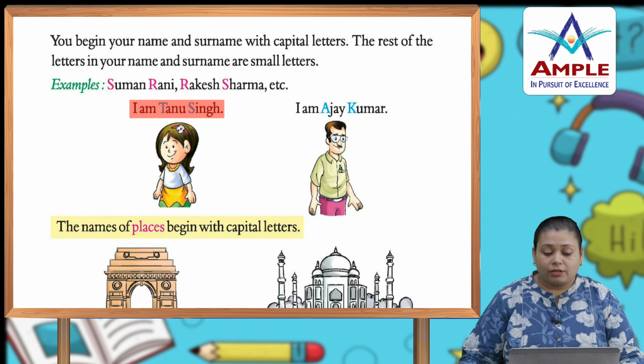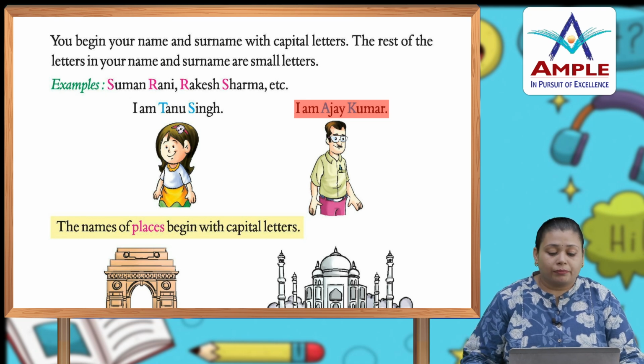I am Tanu Singh. So in Tanu Singh, the name starts with the alphabet T, which is written in a capital letter. And Singh is her surname, so it also starts with a capital letter S. Okay. Now I am Ajay Kumar. Ajay starts with A, which is written in a capital letter, and Kumar's K is also written in capital letter, and the rest of the name's alphabets are written in small letters.